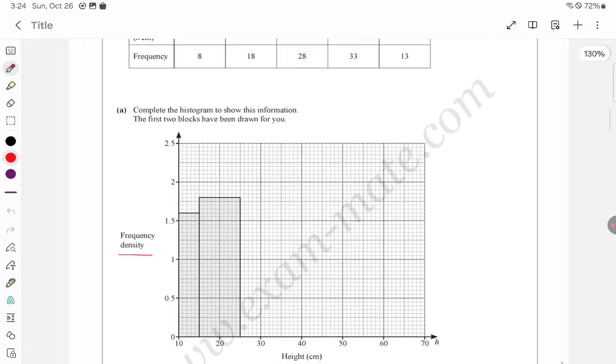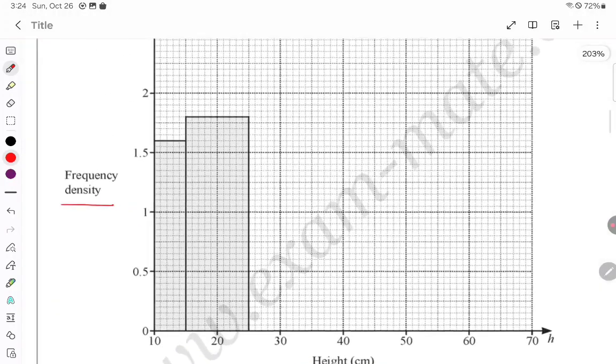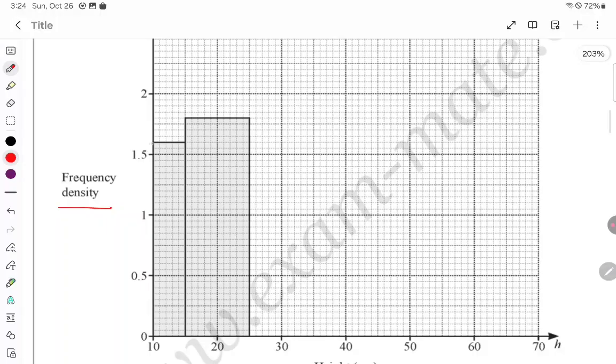How can we calculate the frequency density? Simply write the frequency for the first class and the difference of height, like 15 minus 10, 8 over 5, it will equal 1.6, and this is our 1.6. Two blocks is equal to 0.1.